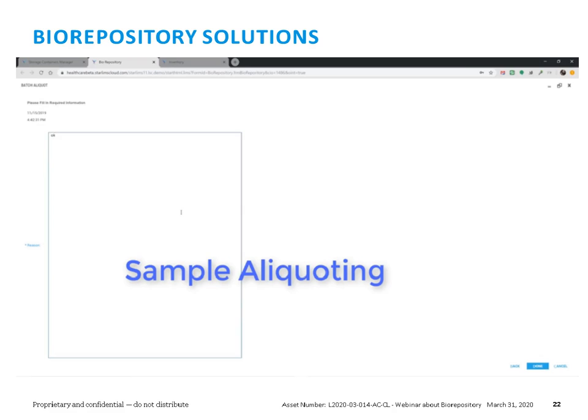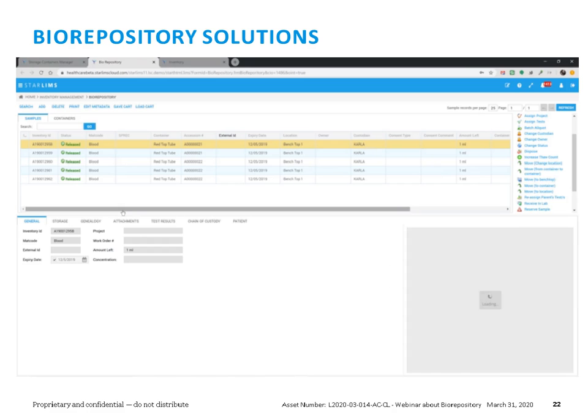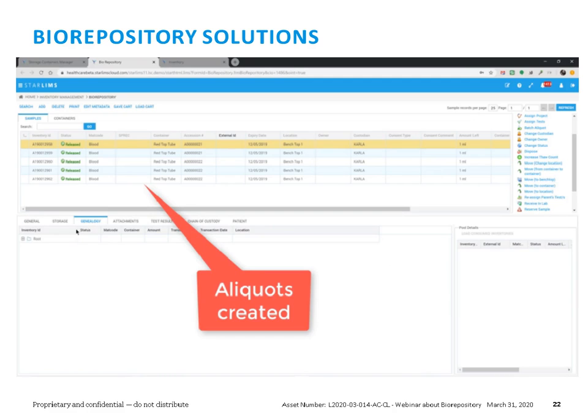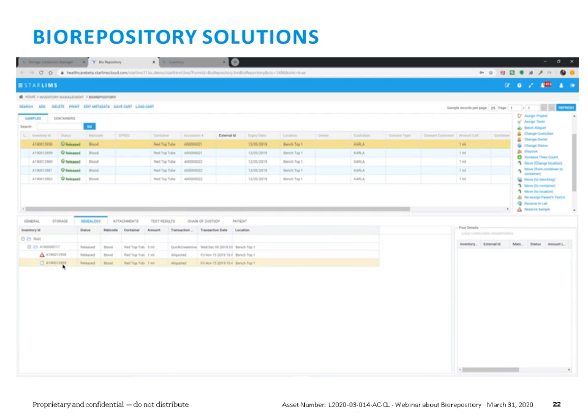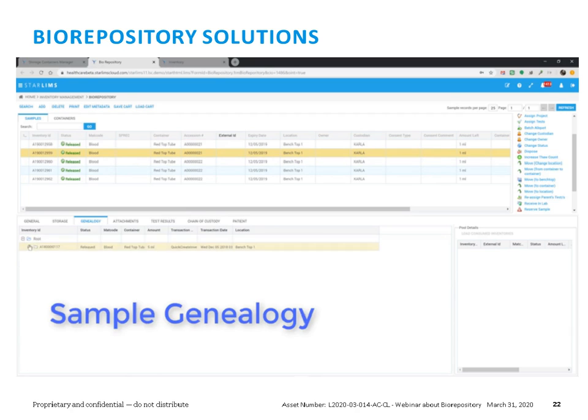Being able to define storage locations and do, for example, this aliquoting of the samples. And in this case, the electronic signature, for instance, looks a little bit different. It just asks me for a reason. So here we have the aliquots created for the samples, and we can see also the sample genealogy for the aliquots that we just created.